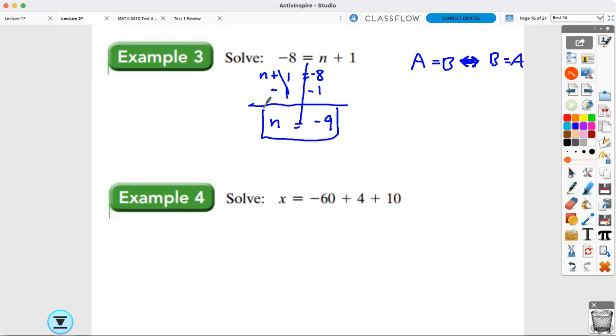So now we're just going to simplify the right side. We simplify the right side because they're all numbers. They're all like terms. We can combine them. -60. So we owe the bank 60, but we gave them $4 and then we gave them another $10. So from here to here, we get -56 plus 10. And then we combine those two and we get x equals -46. And we're done. We just combine like terms.